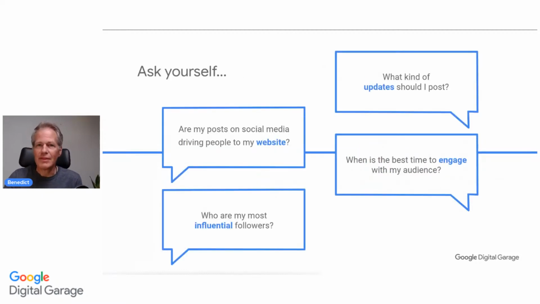Okay. So ask yourself, are my posts on social media driving people to my website? Who are my most influential followers? And what kind of updates should I post? And also, when is the best time to engage with my audience? All of these different things are very, very important, because you've got to make sure, for example, the best time, when people are searching for those particular things as well. So there's different tools and everything we'll be talking about today to help you answer some of these different questions.